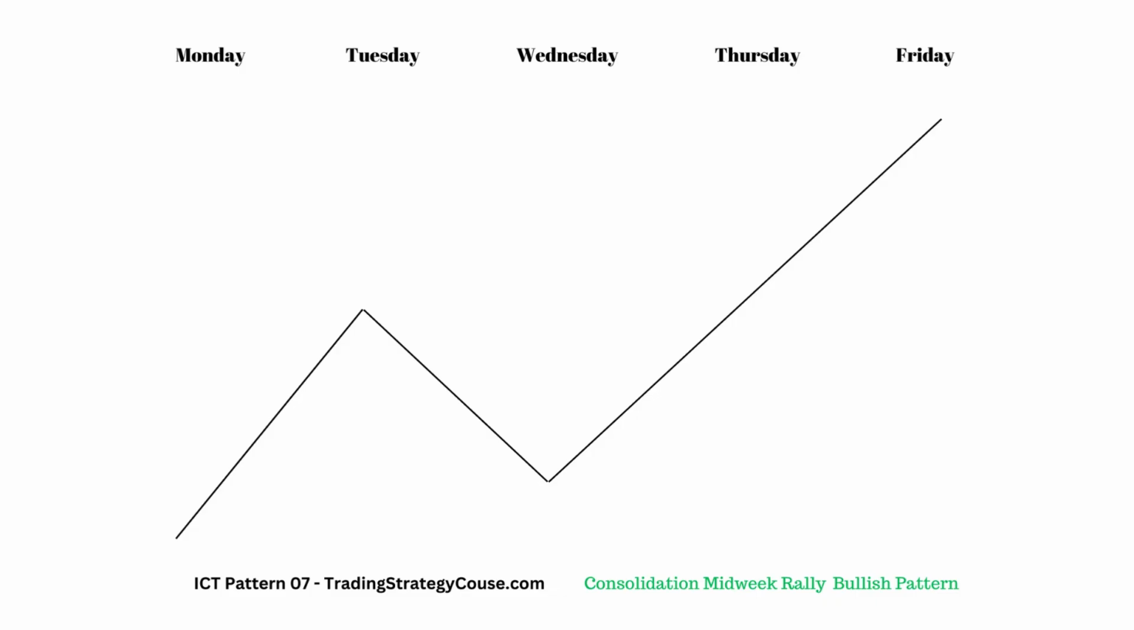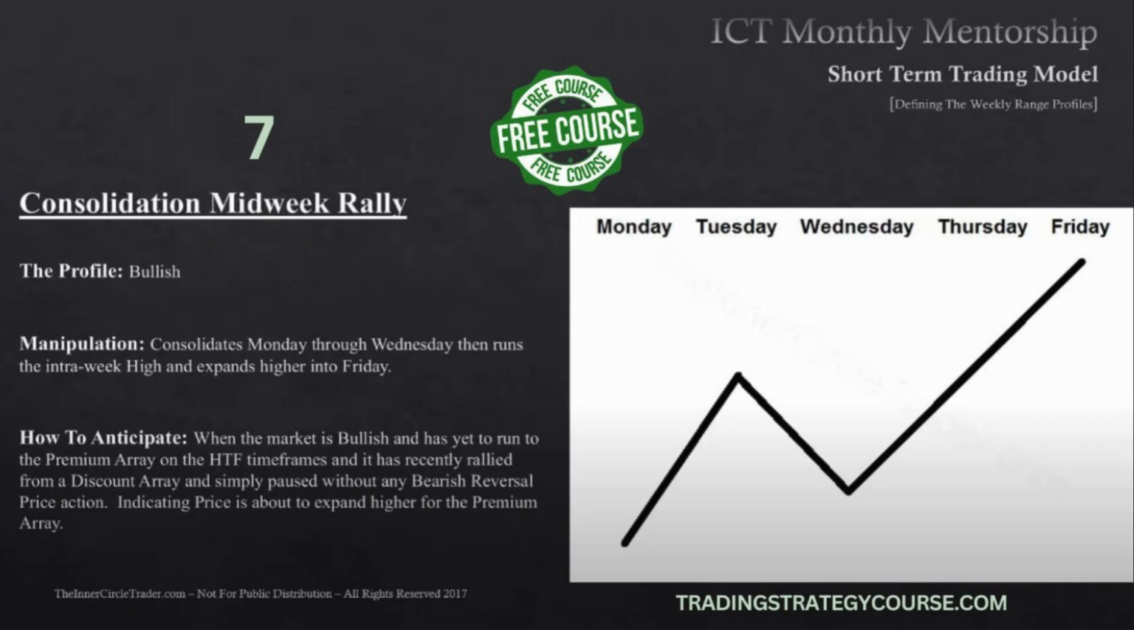Midweek consolidation and rally dynamics. In a bullish market, midweek consolidation from Monday to Wednesday is crucial, followed by a push to the week's highest point, expanding into Friday. This pattern is observable when the market, already bullish, has not yet reached the premium array on higher time frames but has rallied from a discount array without any bearish reversal indications. This lack of bearish reversal suggests an impending expansion towards the premium array.